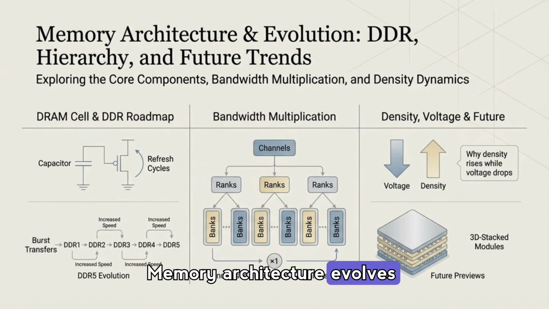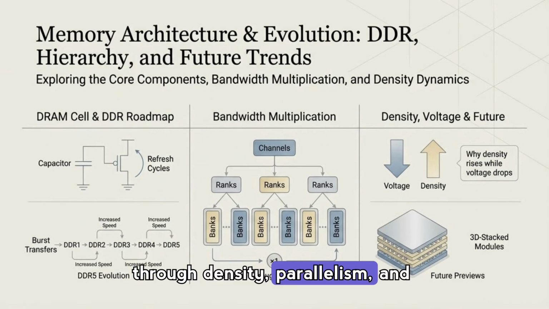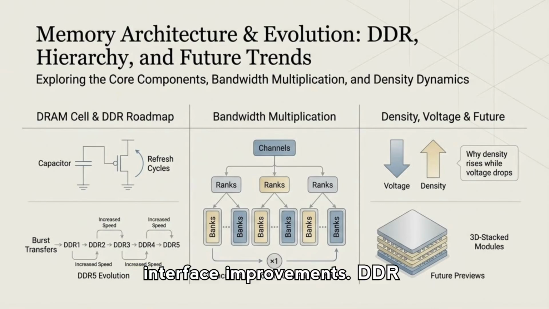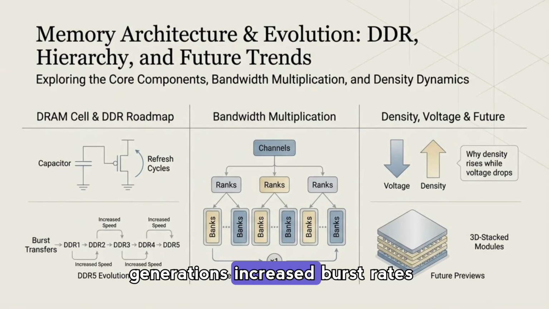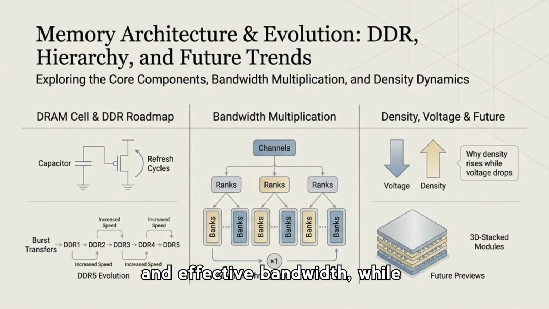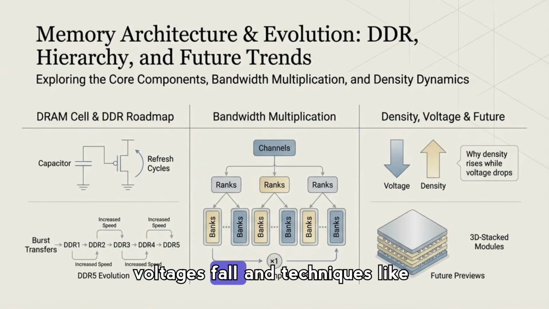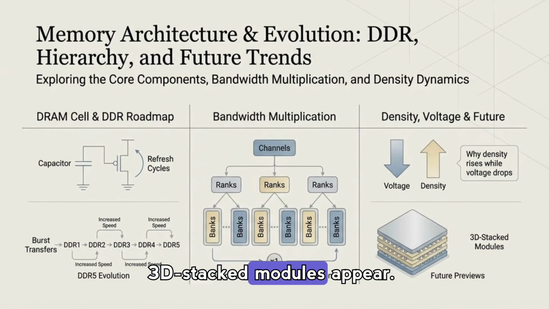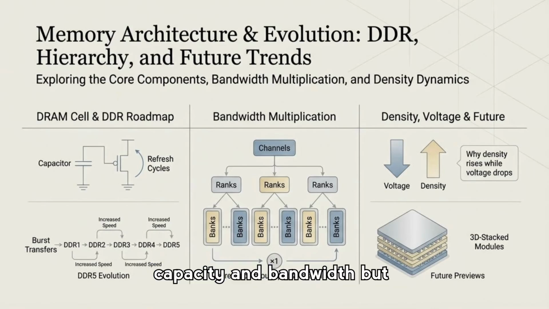Memory architecture evolves through density, parallelism, and interface improvements. DDR generations increased burst rates and effective bandwidth, while banks, ranks, and channels multiply throughput through parallelism. At the same time, density rises as voltages fall and techniques like 3D stacked modules appear. Together, these trends boost capacity and bandwidth, but introduce new trade-offs in timing and power.